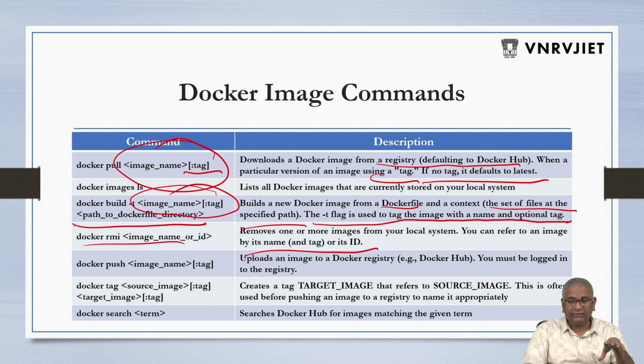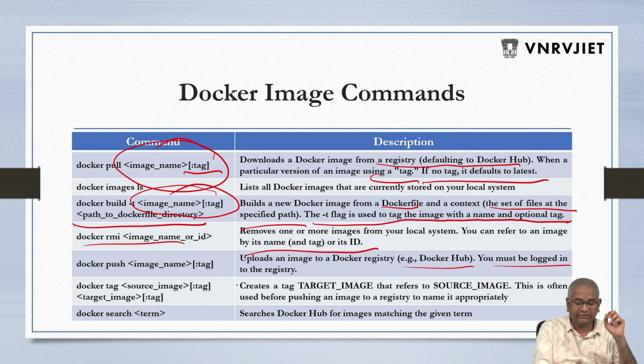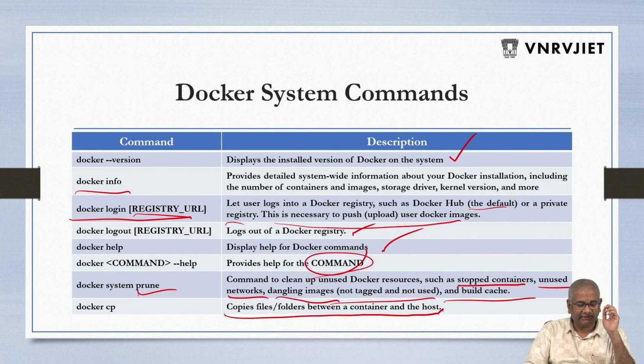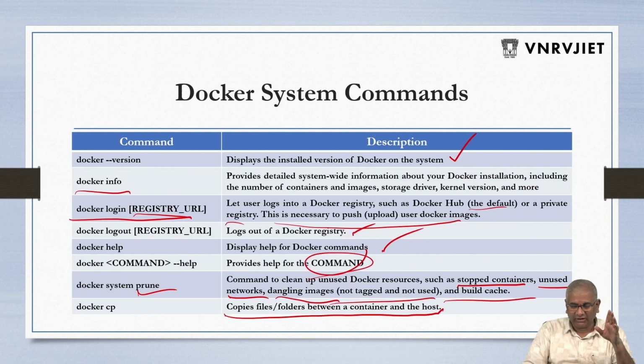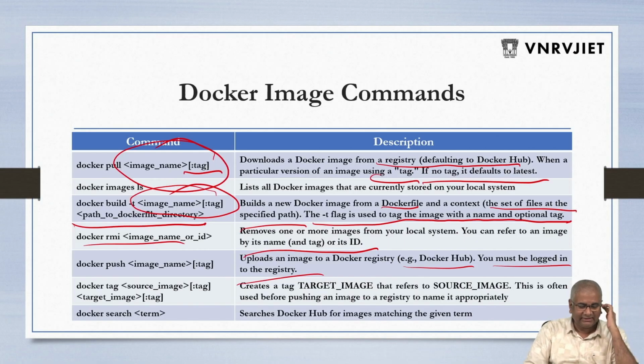Docker push is to push into the Docker Hub registry. It uploads an image to your Docker registry, Docker Hub, and you must be logged into that registry. While you log in, you specify the login and so on. Wherever you log in, that's where it's going to push. If you are using Docker Hub, it will push to Docker Hub. If it's something else, it will push to something else. So that's what docker push is.